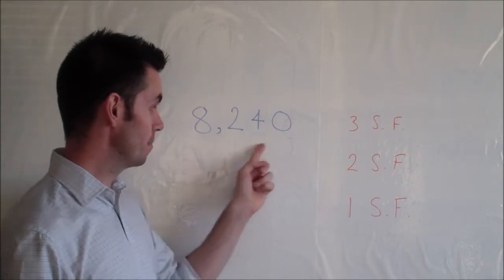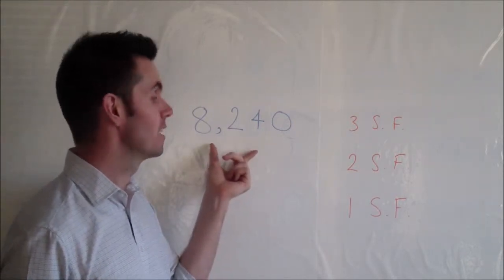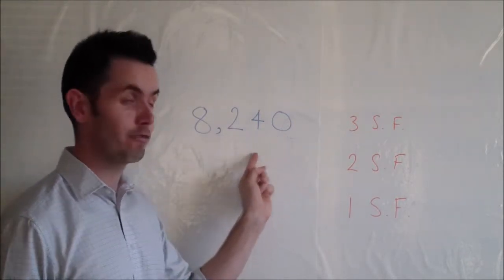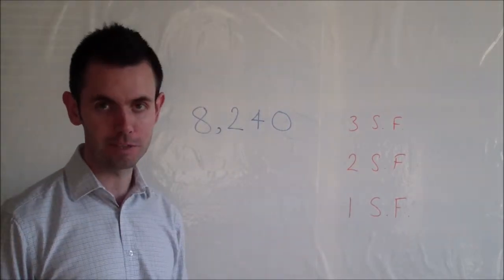8,240. This is a number with 3 significant figures. I want you to write it down correct to 2 significant figures.